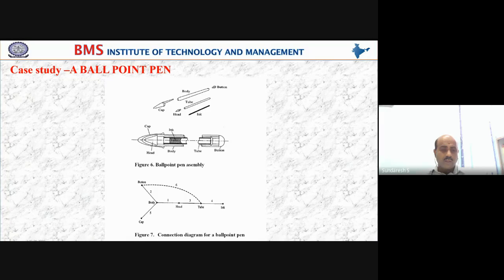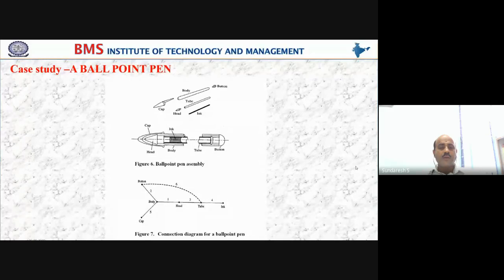Is it visible for everybody? Yes, sir. So it is a ballpoint pen assembly we have shown here. I'm checking with a very simple product. Why? Because when you say design for manufacturing, the most important thing is the cost. So you are reducing the cost. How do you reduce the cost? I think I've already discussed in many places how the cost can be reduced.